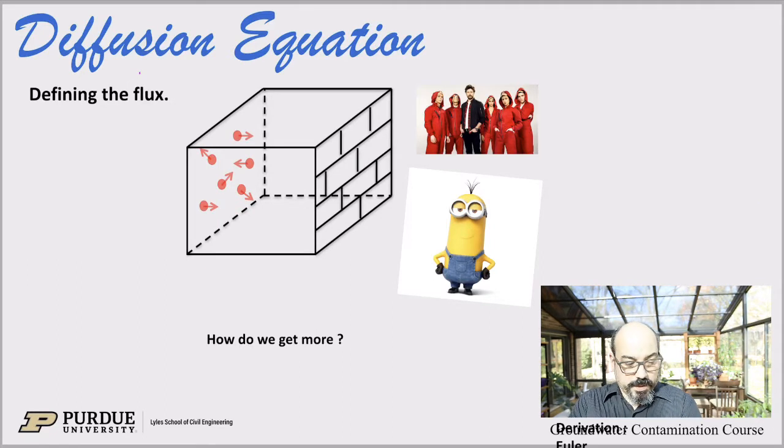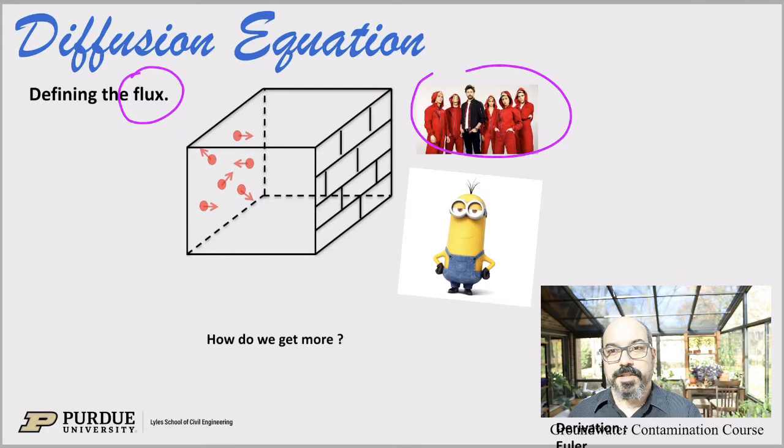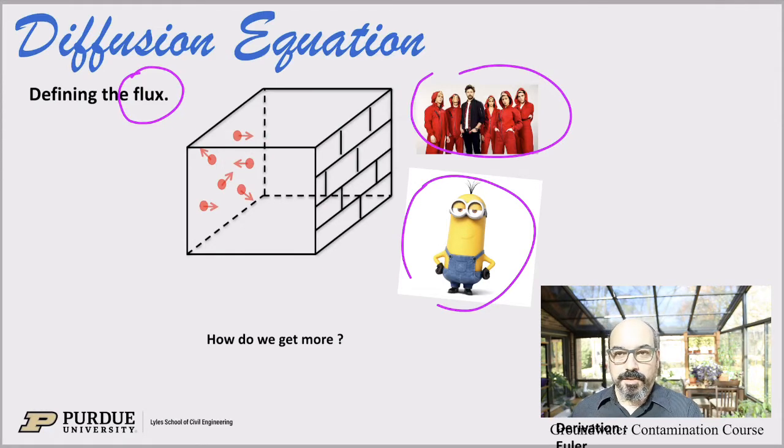Now, what is that flux? So I've been talking about flux. What exactly is that flux when we talk about diffusion? And again, this is the characters of Money Heist, or we can think of a minion. And the game is, how do we get more? This is really what bank robbers, I guess, would want, to have more money out. So how do we get more flux at that boundary if they come from here?